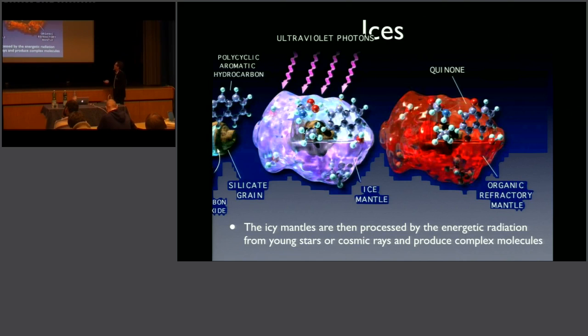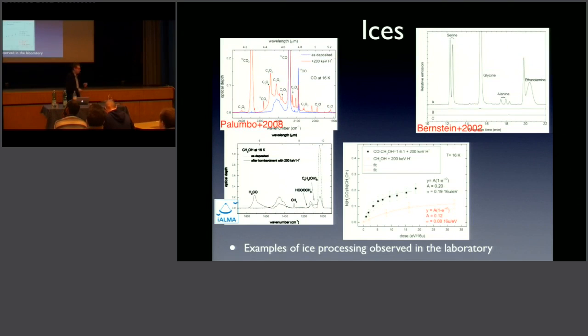Okay, and these complex organic molecules can then be released again in the gas phase if the grain is heated to a temperature which is high enough to sublimate essentially the mantle, or whether a shock creates the sublimation by destroying the grain. Okay, these processes are studied in laboratory experiments, and so here are some examples of what can happen.